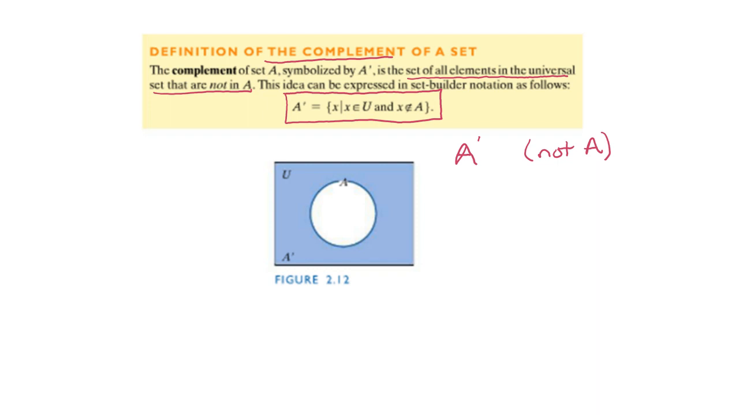So if we look at our Venn diagram, obviously the circle is representing set A. That's everything inside the circle. And everything outside of the circle, but still in the universal set, is considered not A, or the complement of A.